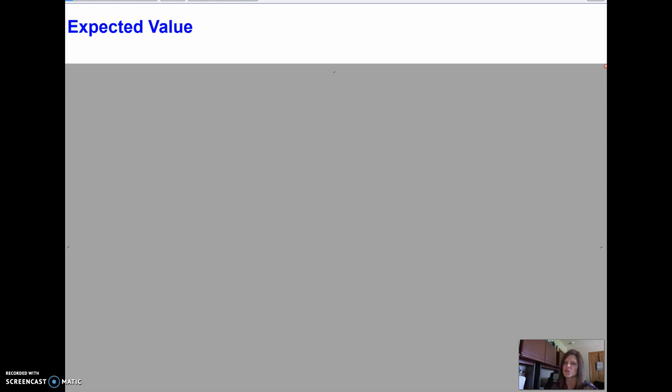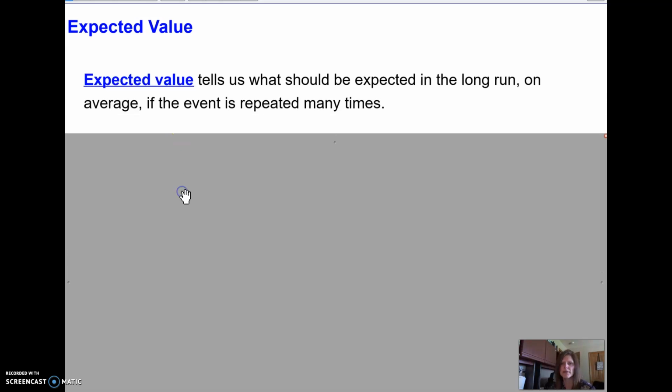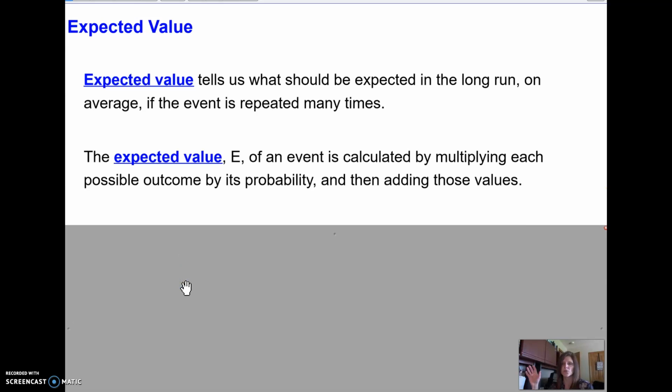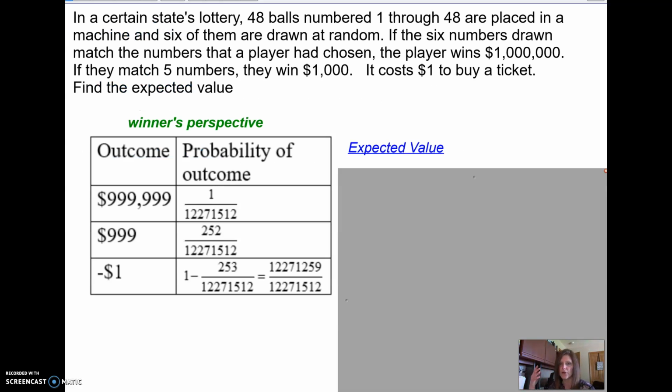An application to probabilities is something called expected value. And expected value is pretty much what it sounds like. It's telling us what to expect in the long run if a certain event is repeated over and over several times. It's kind of giving me an idea of what would the net result be. The way we calculate it is to multiply the possible outcome by its probability and then add those all together. That's pretty abstract, so let's look at an example to make it clearer.